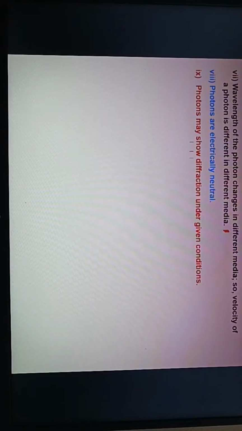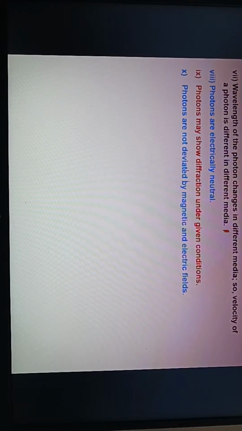Wavelength of photon changes in different media. So velocity of photon is different in different media. Where I taught this point? Last chapter, sir. Okay, next. Photons are electrically neutral. Photons do not show diffraction under given condition. Diffraction we have not studied, I will tell you. Bending of rays around the corner, that is called diffraction.